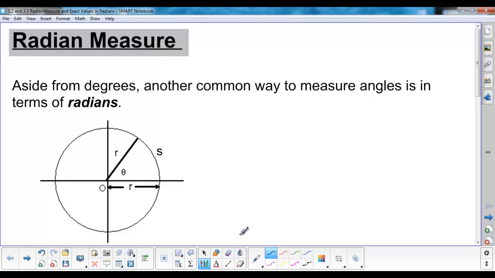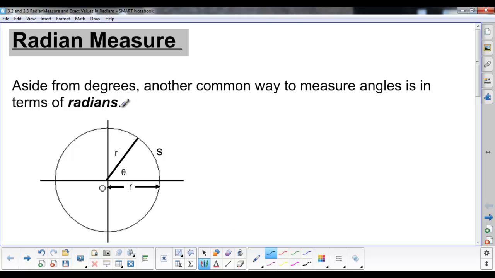Hey guys, and welcome to lessons 3.2 and 3.3. So today we're going to talk about radian measure, and we're going to talk about exact values of radians. So kind of tying into what we did yesterday, except we're going to talk about radians instead of degrees.